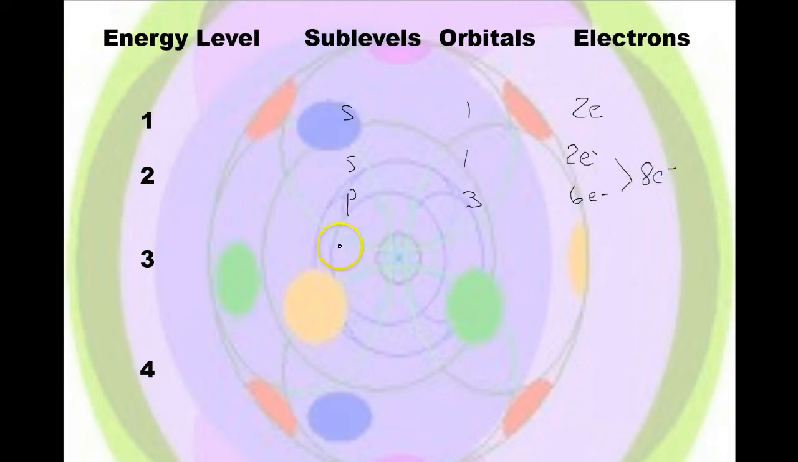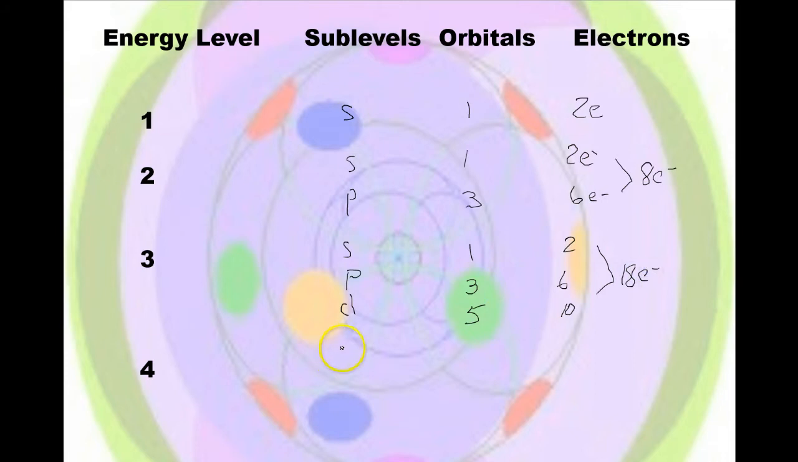Now, in the third energy level, we have 3 sublevels, the s, the p, and the d. The s has 1 orbital with 2 electrons. The p has 3 orbitals with 6 electrons. And now the d has 5 orbitals with 10 electrons. That gives us a total of 18 electrons in the third energy level.